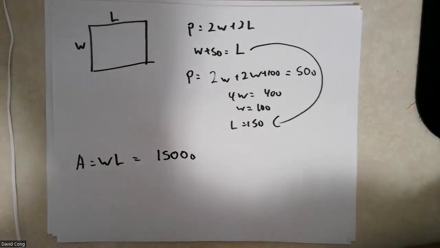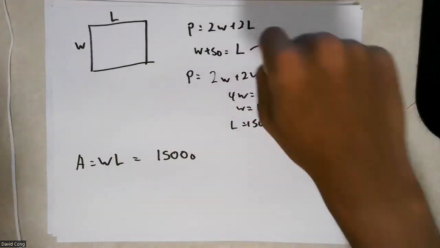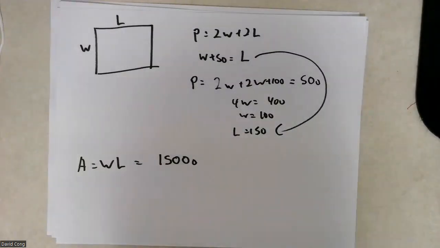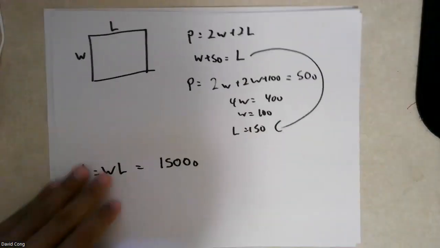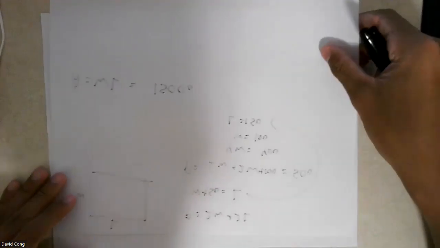You have 500 feet. You want to enclose a rectangular garden. Width of the garden is 50 less than the length. Okay, so we state here that using that, we can find the width. And using the width, we can go back and find the length. And width times length is area. So pretty quick, pretty simple.